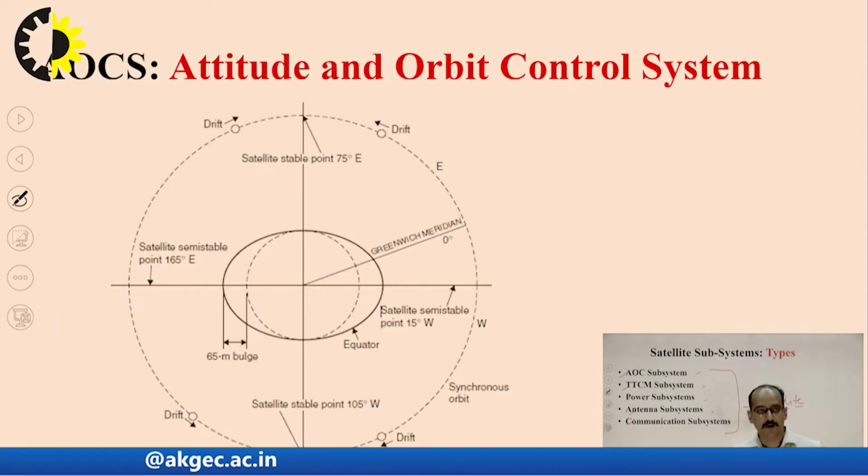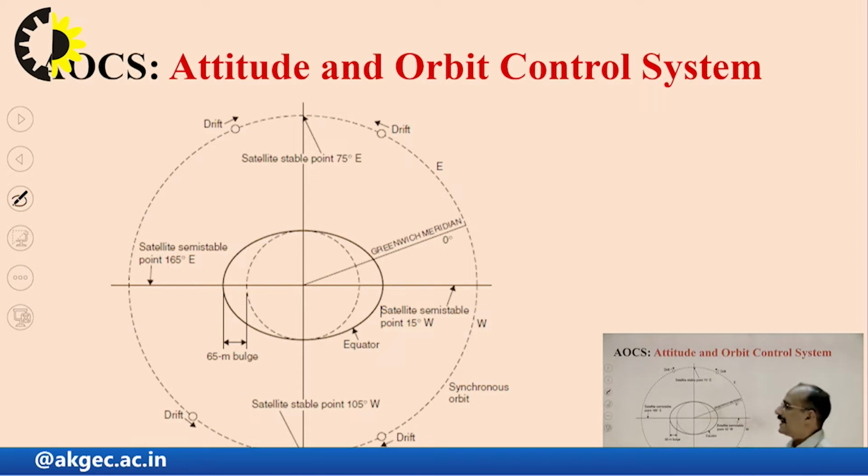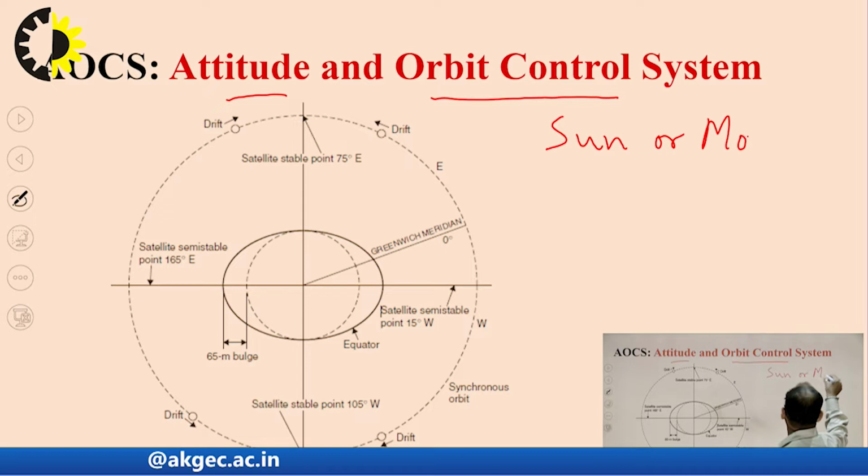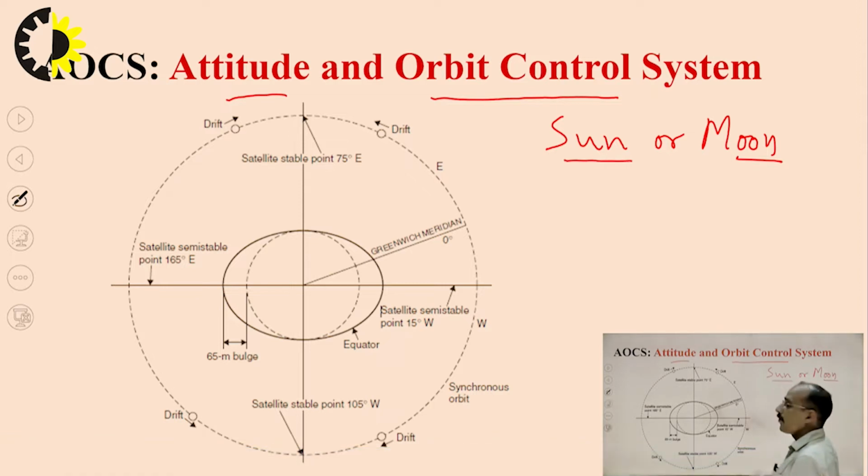Now, starting from the AOCS, as its name suggests, attitude and orbit control system. Whenever your satellite is placed in orbit, various forces act on the satellite. Those forces are due to the sun and moon gravitational forces. And also I want to mention, the sun's gravitational force is 3 times stronger than the moon's.